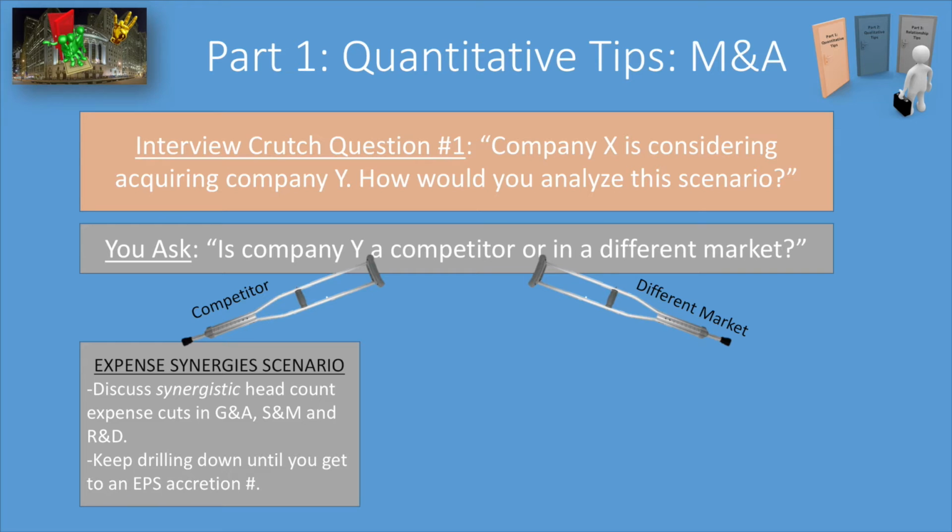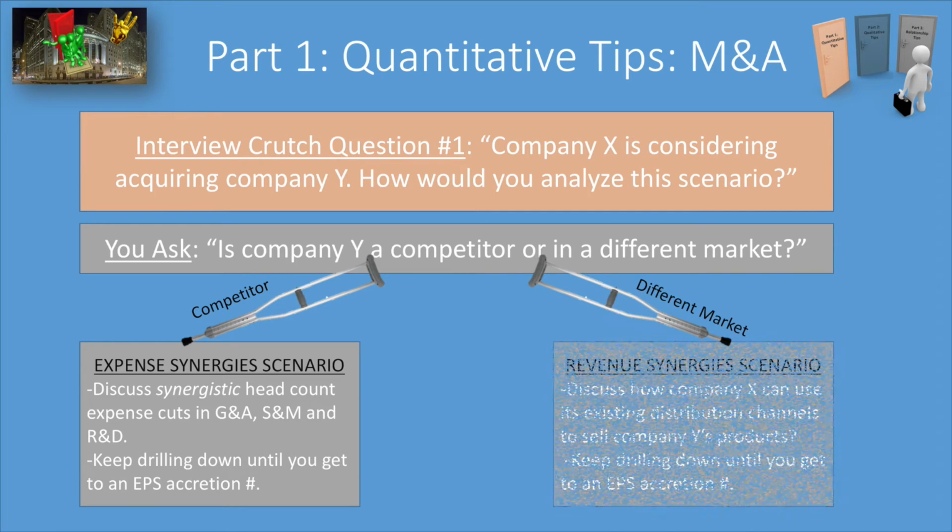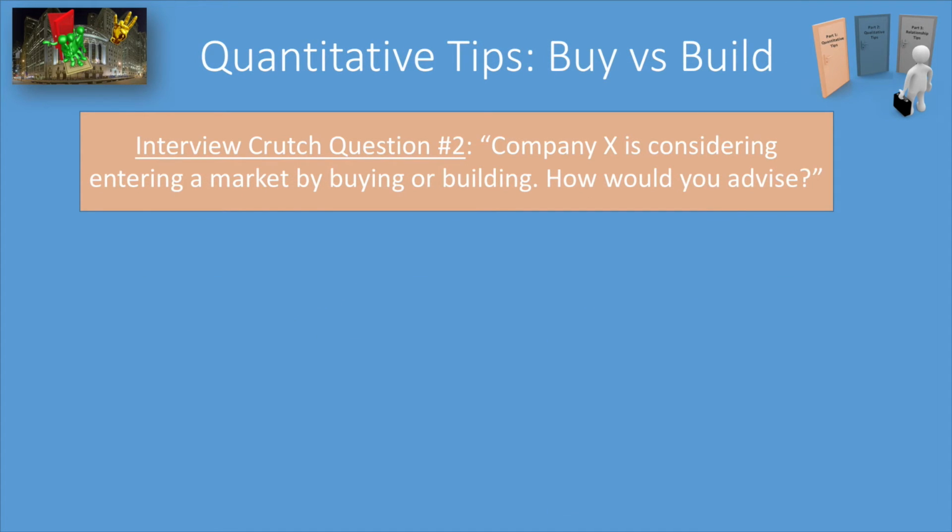If it's in a different market, a different type of company, then you talk about revenue synergies, okay? You talk about how Company X can use its existing distribution channels to sell Company Y's products, kind of like how Coca-Cola would sell Dasani water or Monster beverage, that sort of thing. Or Apple would sell Beats. Okay, so again, keep drilling down here until you get to an EPS accretion number or dilution number. Again, accretion means it's additive EPS or vice versa with dilution. Okay, let's move on to interview crutch question number 2.